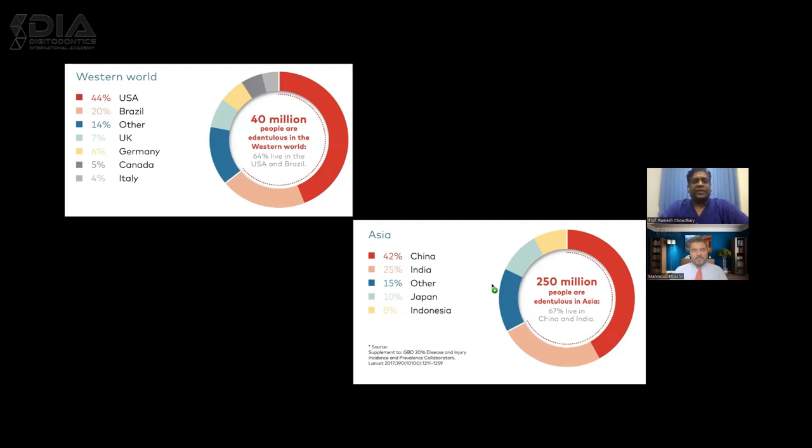the statistics of the world, the Western world population of edentulous, 60% poor people, 64% of the edentulous patients in the Western world live in the United States and in Brazil. So that's a huge number of edentulous patients from that part of the world. And coming to my part of the world, the Asian nations, because China and India are highly populated, the percentage is more in this area, because every month we try to get many edentulous patients.